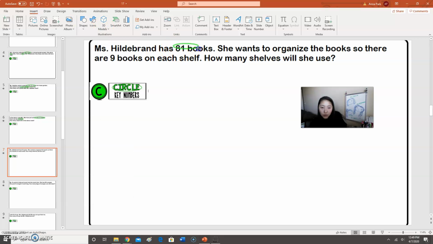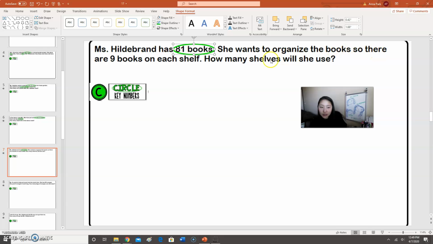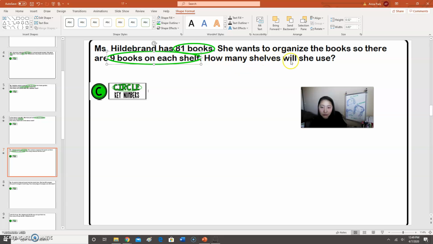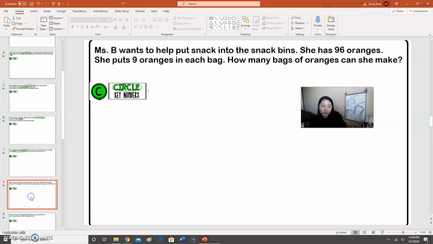She has 81 books. She wants to organize the books so there are 9 books on each shelf. On each shelf, I'm going to do all of that because I think it's really important. How many shelves will she use? Alright, that was it for this one.